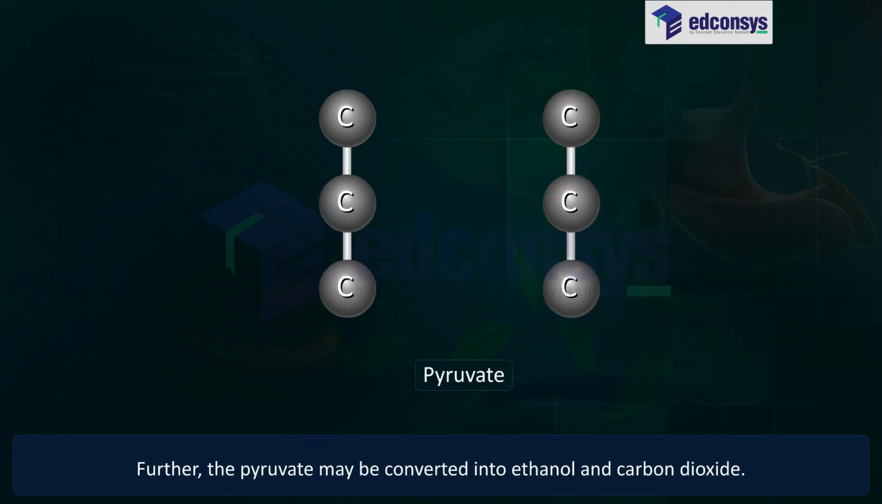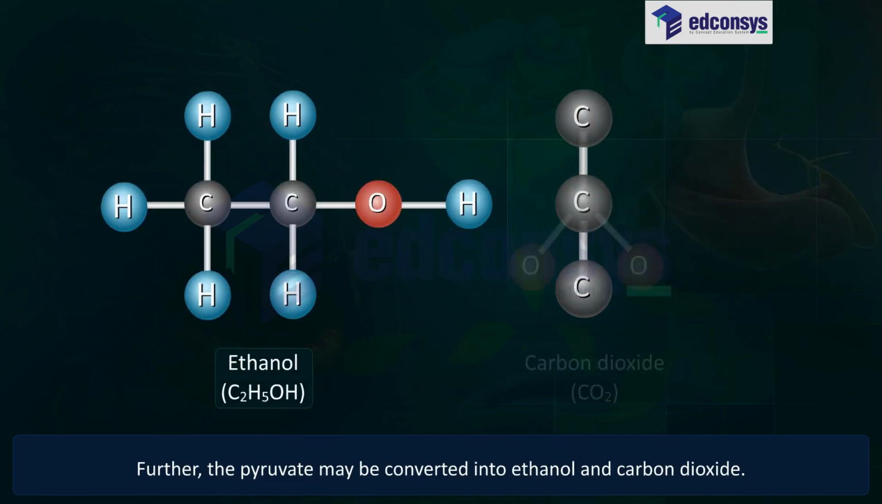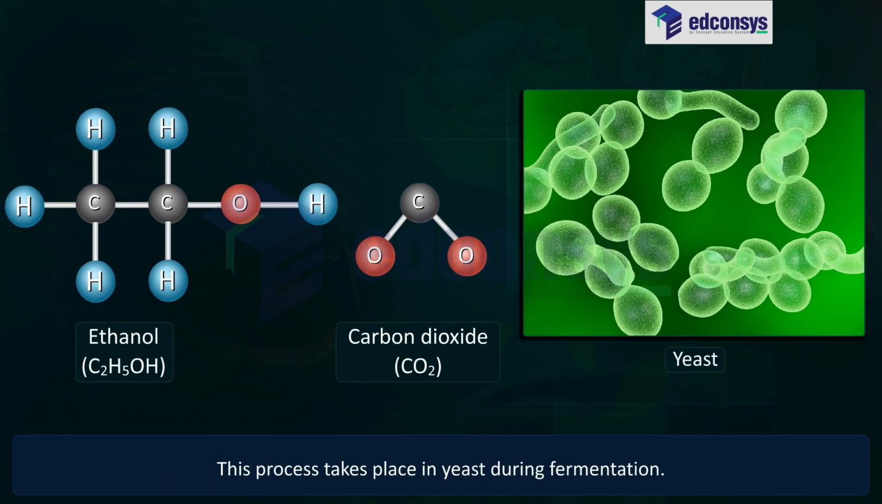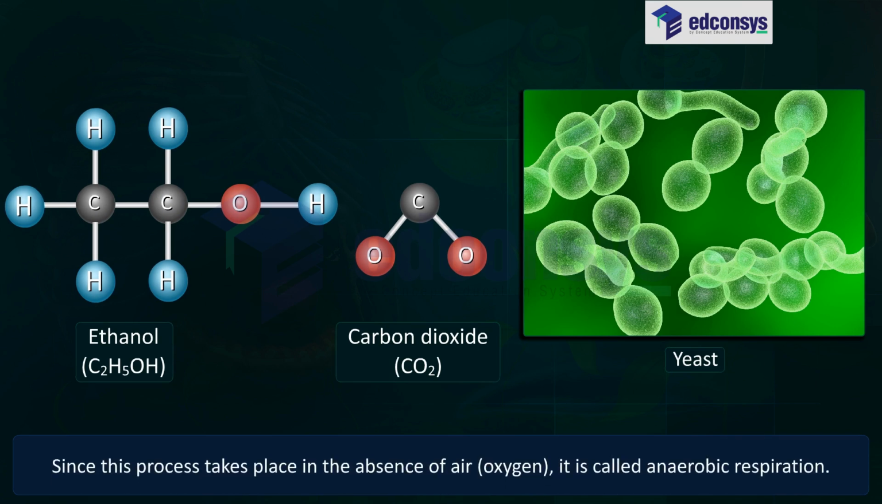Further, the pyruvate may be converted into ethanol and carbon dioxide. This process takes place in yeast during fermentation. Since this process takes place in the absence of air, oxygen, it is called anaerobic respiration.